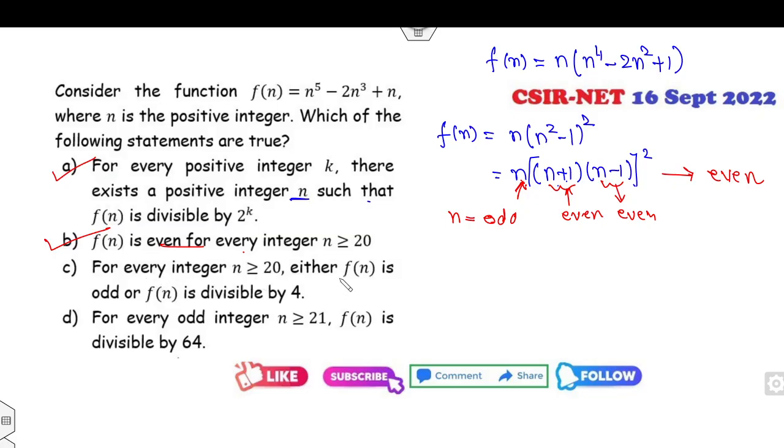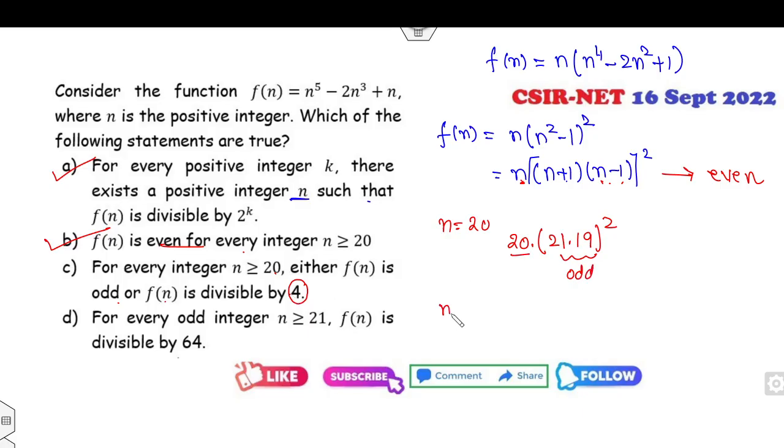For every integer n, either f(n) is odd or f(n) is divisible by 4. That may or may not be true. It is divisible by 2, fine, but is it divisible by 4? We will see. If I choose n as 20, then the terms are 20, 21, and 19. So clearly this number is an odd number and it is divisible by 5, yes. If I choose n as 21, then it is 22, and this number is 20 squared. Fine. So is it divisible by 4? Yes, I can take it as a common factor.